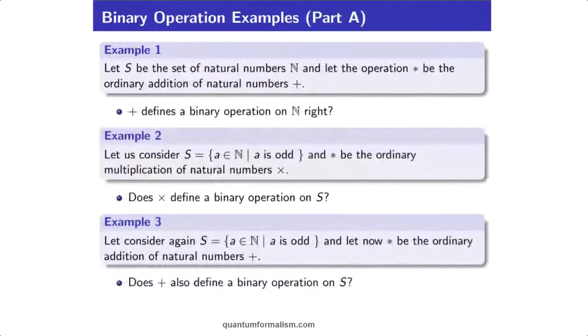So let's see some examples. Suppose that S is the set of natural numbers N, and let the star be the ordinary addition of natural numbers. Let's see the poll. The claim is it defines a binary operation on the naturals, right? Yes, in the chat. Yes. Okay, so this is true. I hope nobody disagrees. Is there anyone who doesn't see why the ordinary addition on natural numbers is indeed a binary operation on the naturals? Nobody disagrees, right?